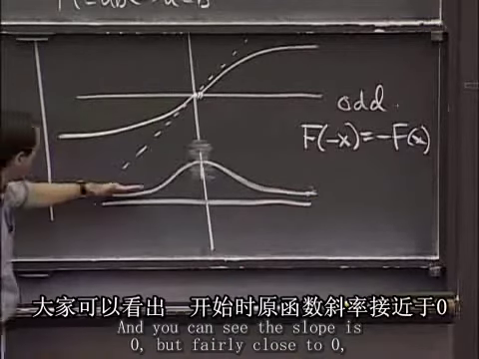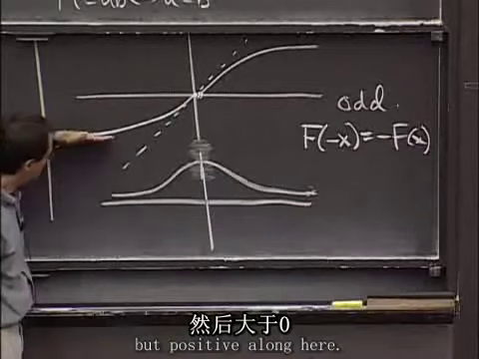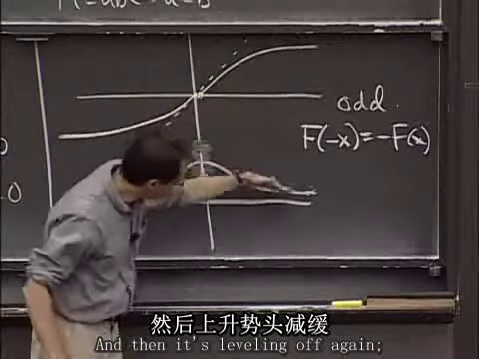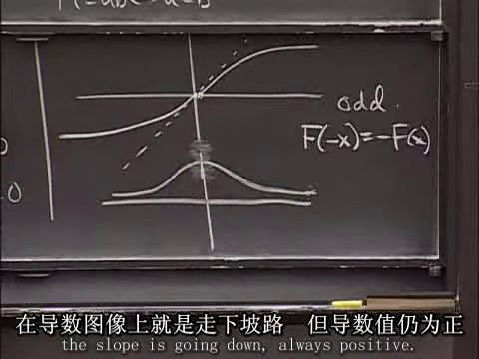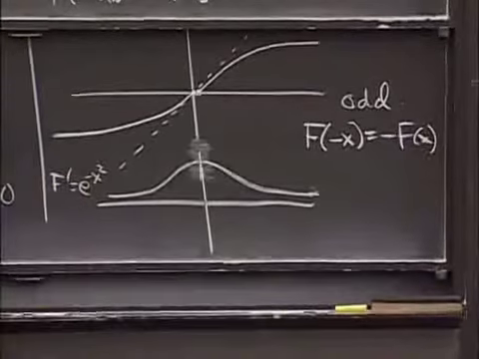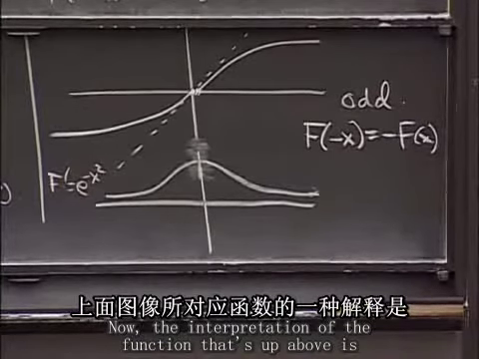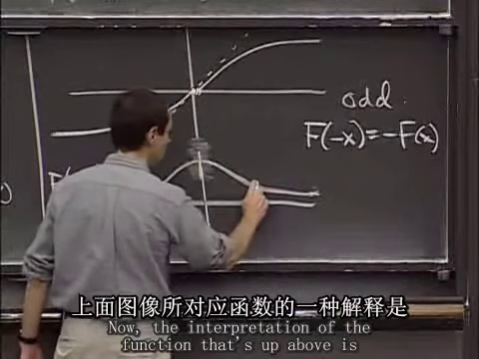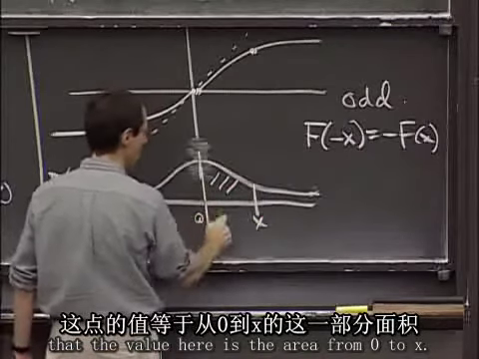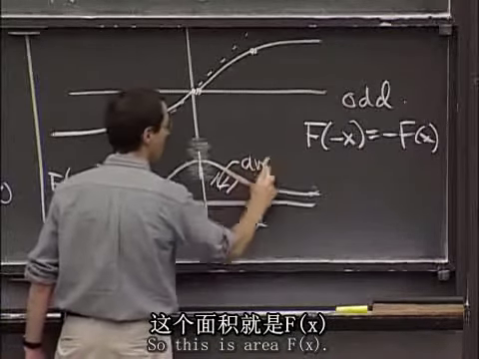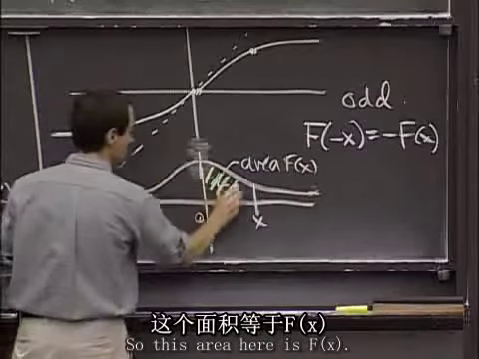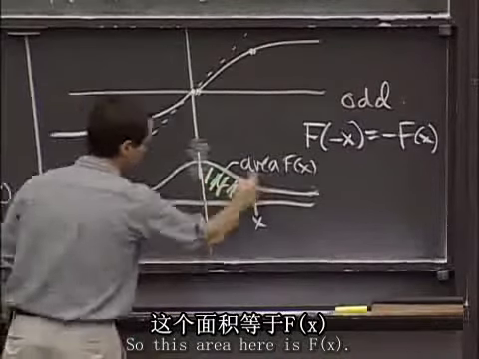And you can see the slope is fairly close to 0, but positive along here. This is its steepest point. This is the highest point here. And then it's leveling off again. The slope is going down, always positive. This is the graph of f prime equals e to the minus x squared. Now, the interpretation of the function that's up above is that the value here is the area from 0 to x. So this is area f of x. Maybe I'll color it in, decorate it a little bit. So this area here is f of x.